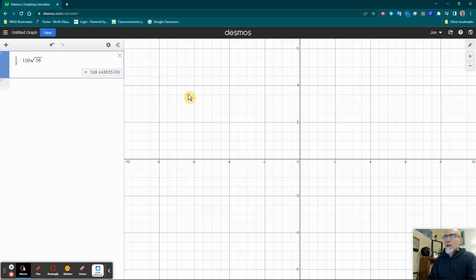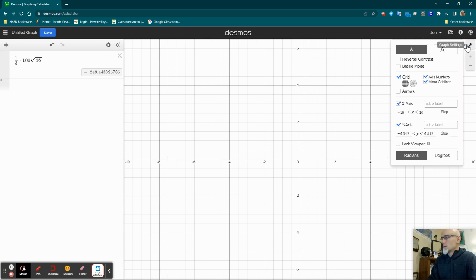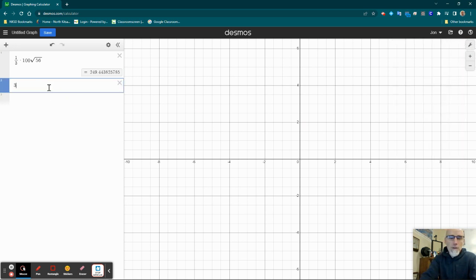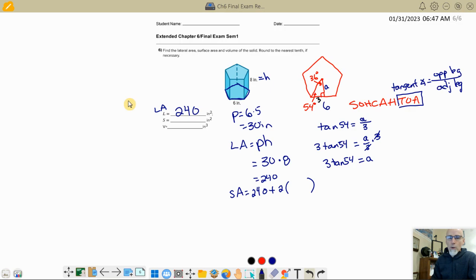So I jam over to Desmos. I switch. This is super important. I switch to degree mode. And I type in here 3 times the tangent of 54. So my apothem is 4.1.